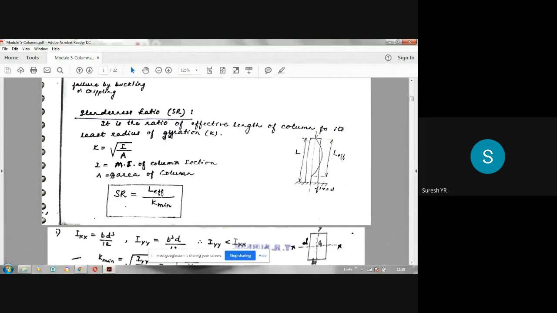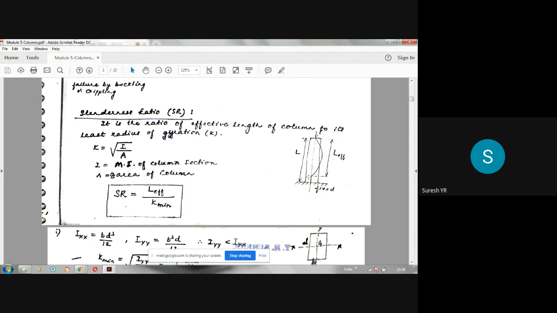Then you have one more, called effective length, L effective. If I write L EFF, that is called the effective length of the column, which varies with the boundary conditions. Please keep that in mind: the effective length of the column is different from the actual length of the column. The actual length is L, the effective length is L effective. This L effective value depends on the boundary conditions.